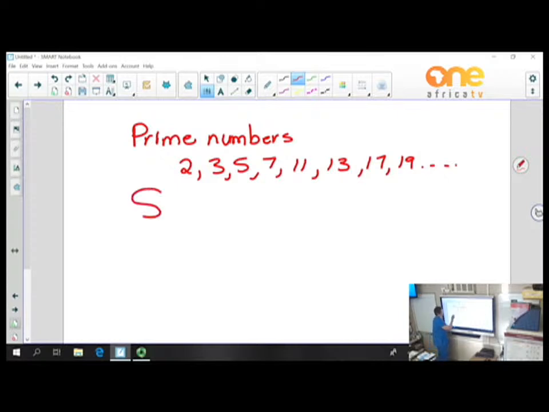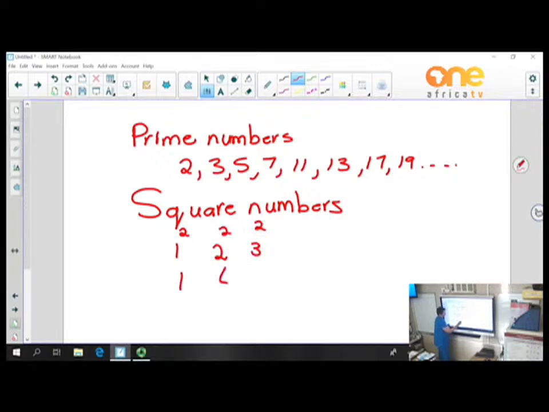Then we also have the set of square numbers. What are square numbers? This is when you square a number. So it is 1 squared, 2 squared, 3 squared. And this is then 1, 4, 9, 16, 25, 36, 49, 64, 81, 100. That is your set of square numbers.